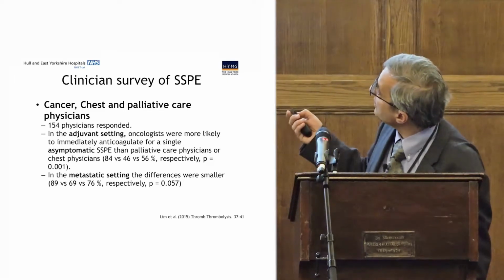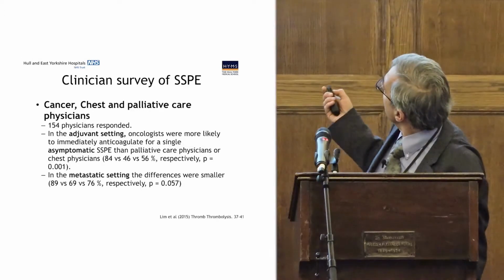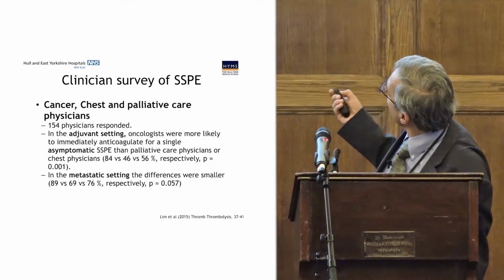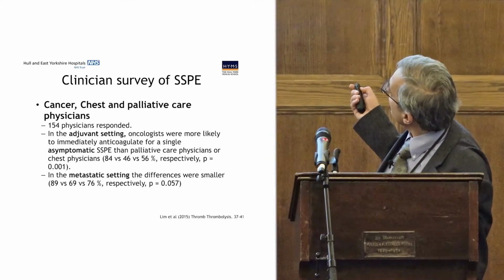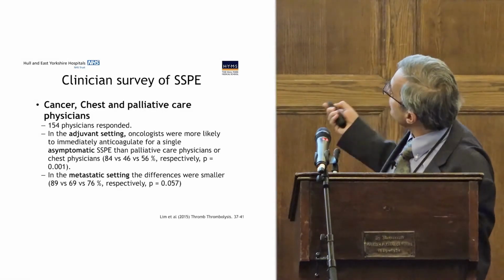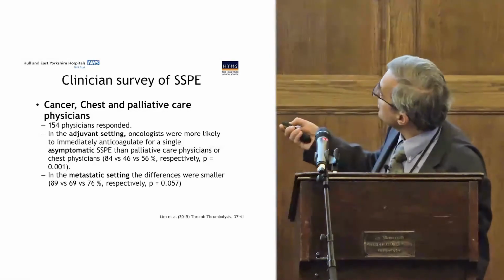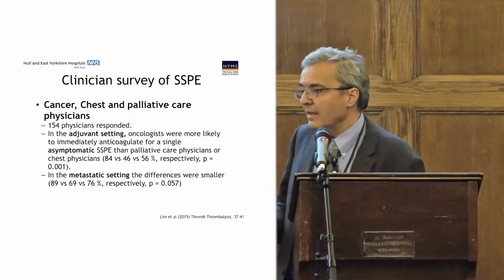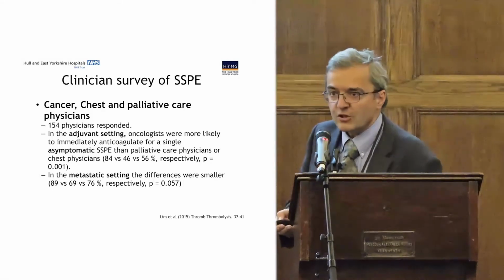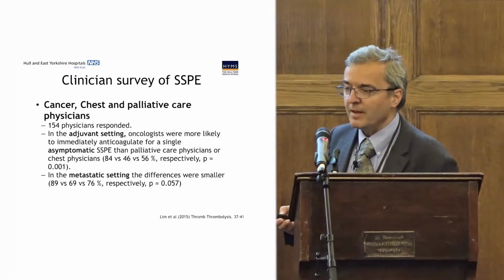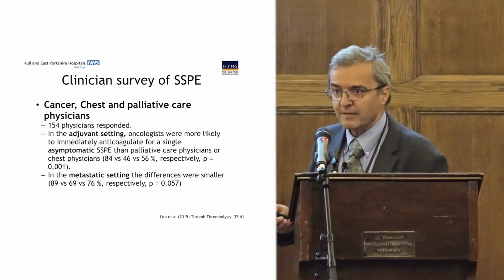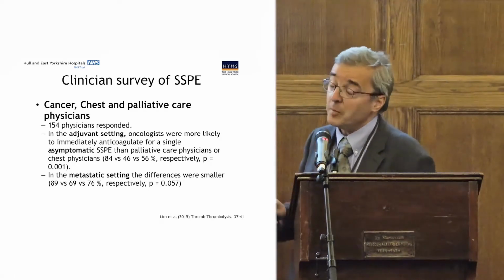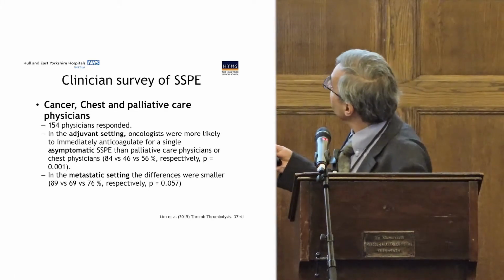We had 154 physicians. In the adjuvant setting, the oncologists will, in an asymptomatic SSPE, treat the vast majority, while you can see this is much more nuanced with the other 2 groups, the chest physicians and palliative care physicians. Why is that? Well, I guess an oncologist just got a patient through his adjuvant chemotherapy. He's happy to have him alive, and suddenly sees a clot there, and the last thing he wants is for this patient to drop dead from it, and he probably doesn't know the literature either.